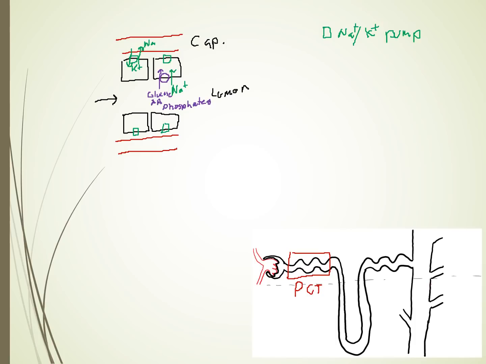What you're going to find is that glucose is about 100% reabsorbed under normal conditions in the proximal convoluted tubule. The amino acids are also about 100% reabsorbed in the proximal convoluted tubule. Phosphates vary a little bit more; it could be 80 or 85% or so.